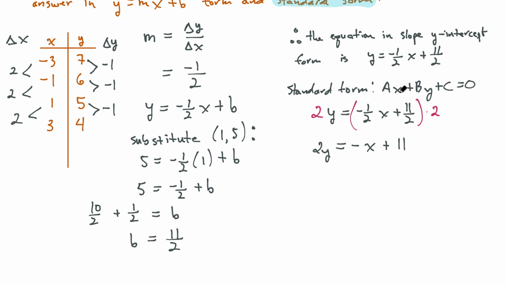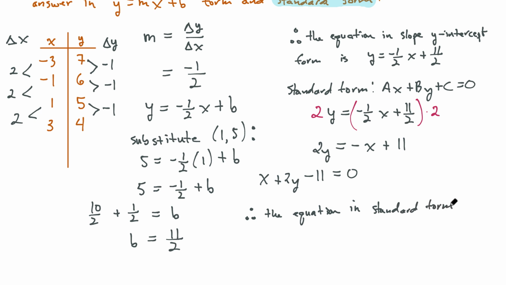We can now rewrite this equation so that x has a positive coefficient by adding x to both sides of the equation. So I would have x plus 2y, and then I need 0 on the right-hand side, so I will subtract 11 from both sides, and that would give me x plus 2y minus 11 equals 0. And so therefore, the equation in standard form is x plus 2y minus 11 equals 0.